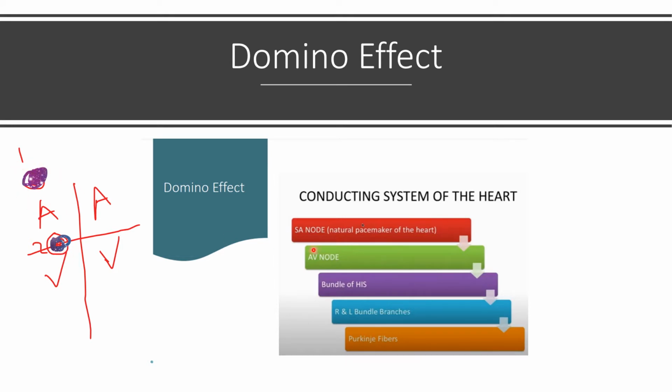So what happens is your SA node, which is your natural pacemaker of the heart, you would have reviewed that in your pathophysiology class. Your AV nodes, so your electrical impulse comes from your SA node to your AV nodes. And then you have your bundle of His, that is the electrical fiber that runs around the ventricles. And then you have your Purkinje fibers. What is that fiber looking like? Little tree roots that are coming out of the right and left bundle branches. And that sends your electrical impulse, causing the polarization and the depolarization.